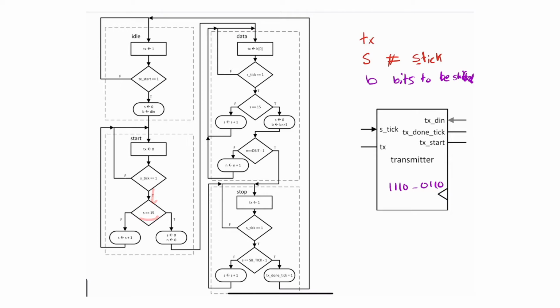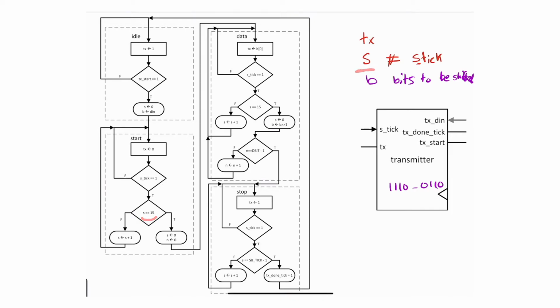So here I'm not trying to detect the middle of the point. In the receiver, we tried to detect the middle point and we reset it and we moved on because we're trying to figure out the middle point. In here, I'm trying to keep it held at 0 for 16 times the baud rate. So I'm going to ask, is S equals 15?